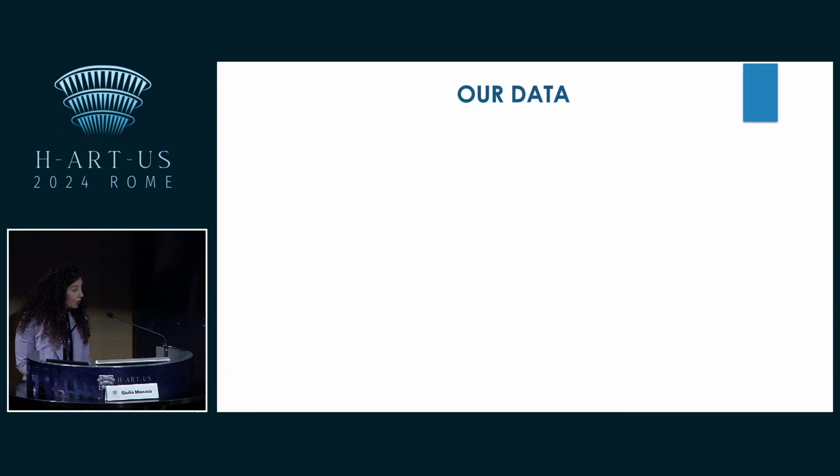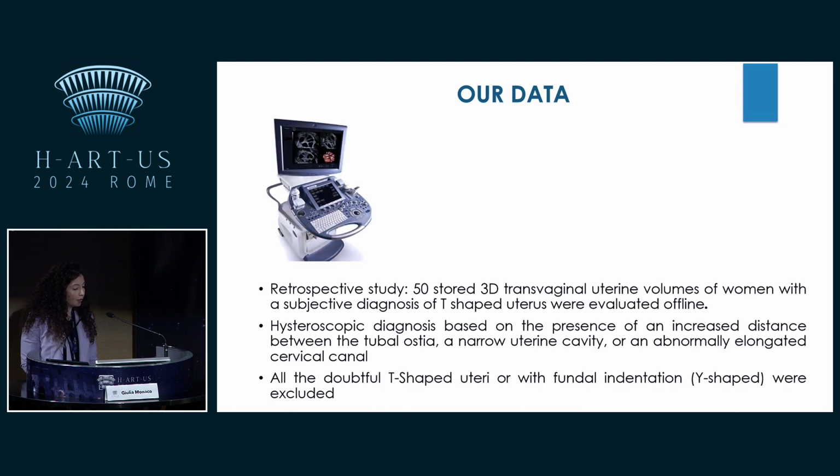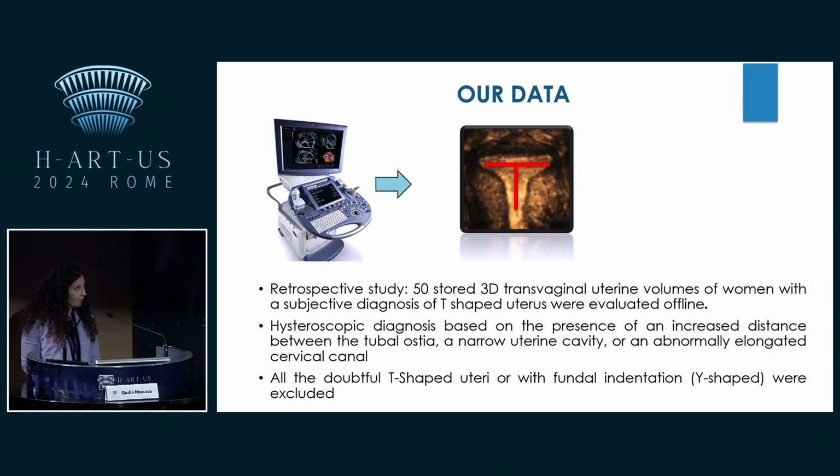In our gynecological center of Tor Vergata in Rome, in this context, we made a retrospective study. We collected 50 stored 3D transvaginal uterine volumes of women with a subjective diagnosis of T-shaped uterus, and we made a hysteroscopic diagnosis based on the presence of an increased distance between the tubal ostia, a narrow uterine cavity, or an abnormally elongated cervical canal. And all the doubtful T-shaped uteri with a fundal indentation were excluded.